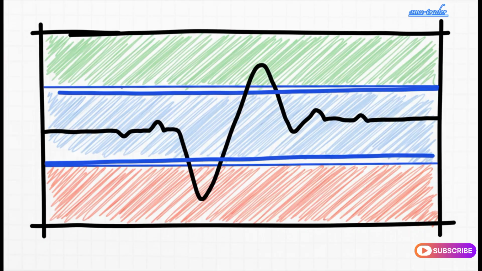But what's really powerful is what these two bands do when they work together. See, they don't just sit on your chart as lines. They actually slice it up into three totally distinct and really meaningful trading zones. And honestly, this is where the whole strategy just comes to life.